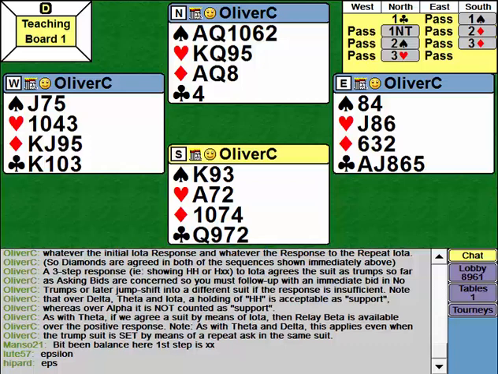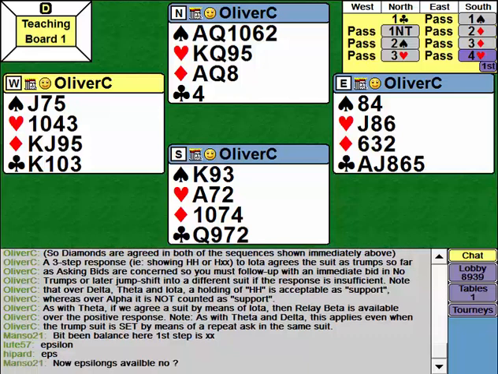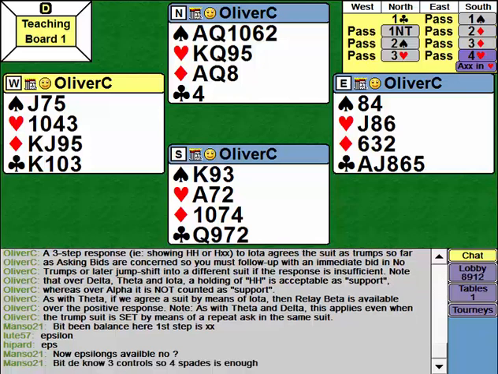So in fact, although I put first round control there, actually four hearts here must be exactly that in hearts. Might have four hearts, but it can't be a void. So it must be the ace of hearts with at least two other small ones. I'm not saying we would be doing what I'm saying here. In practice, we wouldn't bother with three hearts here. I just wanted to make the point about relay beta not being available.